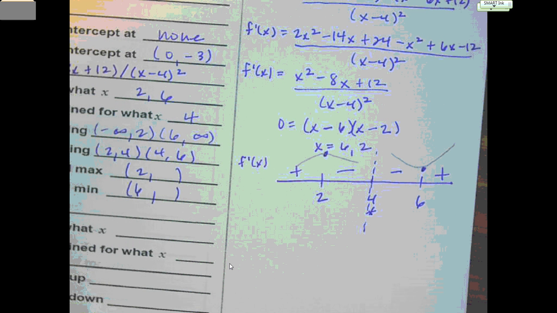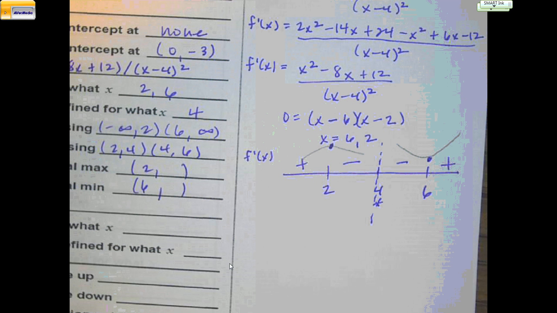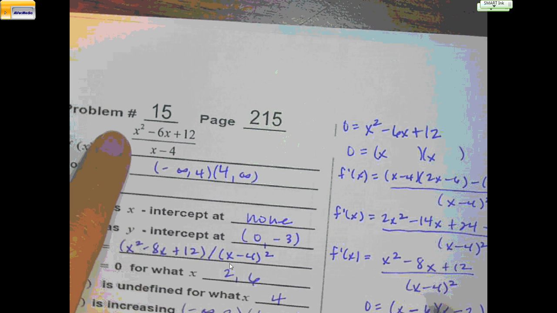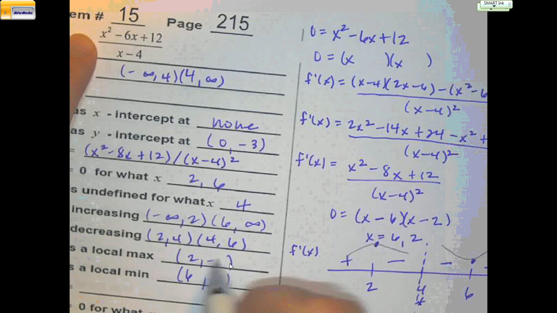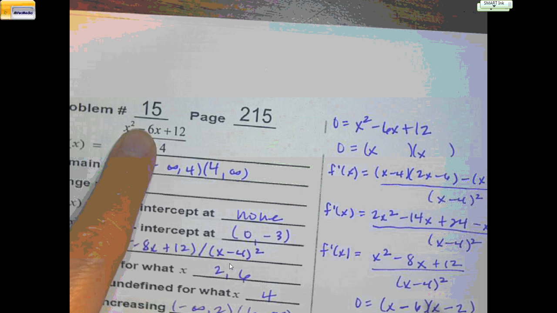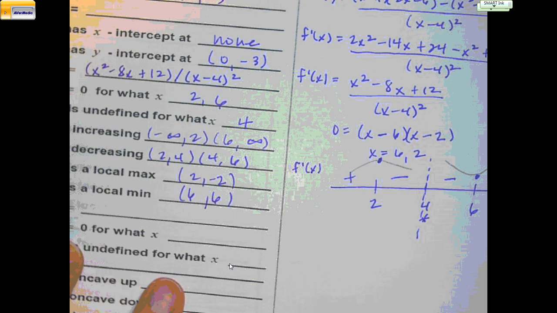How do we get the y values that go with them? Into the original, very good. We want it in the original because that's the graph we're talking about. The maximum on the original is 2 comma something. So if I put a 2 in here, I have 4 minus 12 plus 12. So I have 4 over negative 2. So I have a negative 2. 6. 36 minus 36, so it's just a 12 on the top. 6 minus 4 is 2. 12 over 2 is 6. So my points are 2, negative 2, and 6, 6. Second derivative.